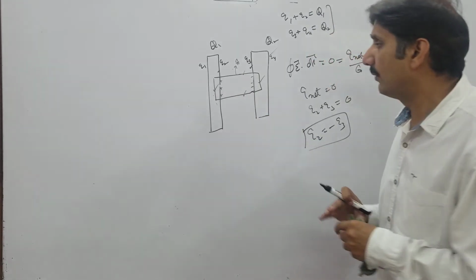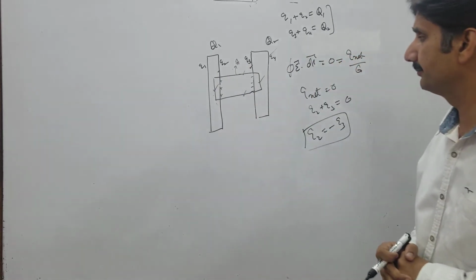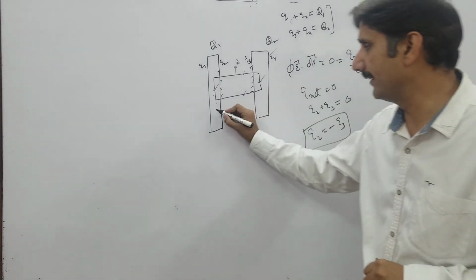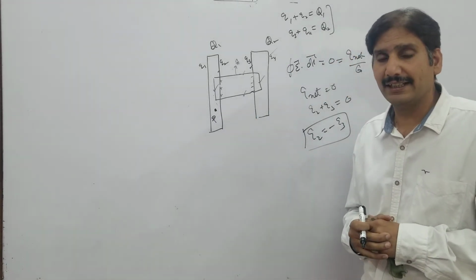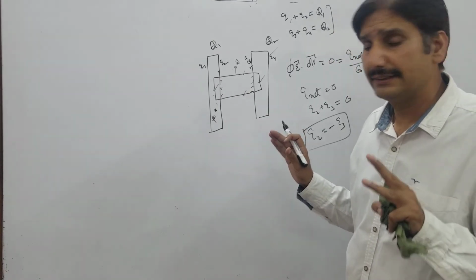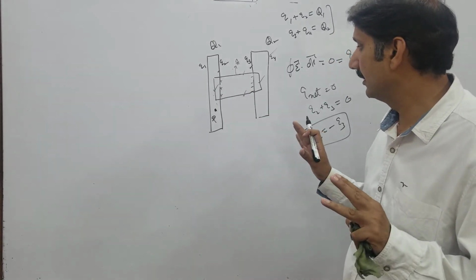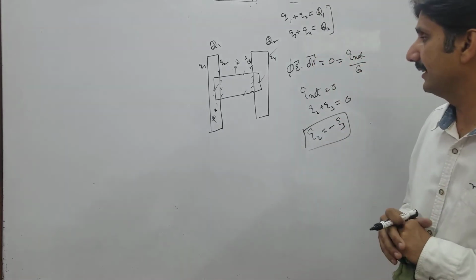Now let's see, what about Q1 and Q4? That's also we need to calculate. What about electric field at this point? Let's say point P, as we did in the case of the first plate, a single plate. Now there are three fields in one direction and one field in the other direction.